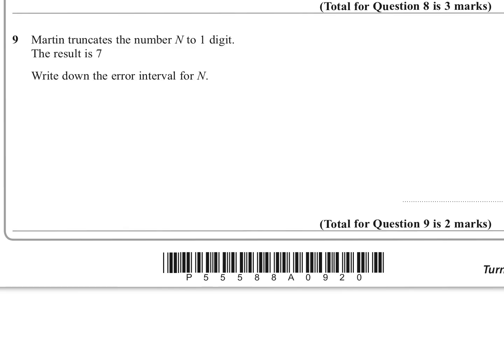Question 9. Martin truncates the number n to one digit. The result is 7. Write down the error interval for n. Well, for me, truncating doesn't have an effect of rounding, it just cuts away the decimal points. So, for example, the number could have been 7.0000, and to truncate it to one digit would just be to cut away the decimal point and the numbers after it. So it could have been 7.